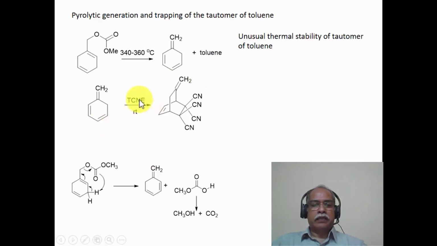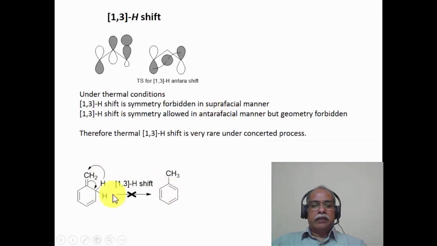So in the presence of something like tetracyanoethylene, this diene can be trapped by a Diels-Alder reaction to give the Diels-Alder adduct. This example essentially illustrates that in spite of toluene being the more thermodynamically stable product, it doesn't get formed under the reaction condition, because this particular reaction is geometry forbidden. In other words, the 1,3 shift under the antarafacial migration condition does not take place quite readily, because this geometry is unfavorable for the overlap of the 1s hydrogen with the 1 and 3 positions of the allylic system that is shown here.